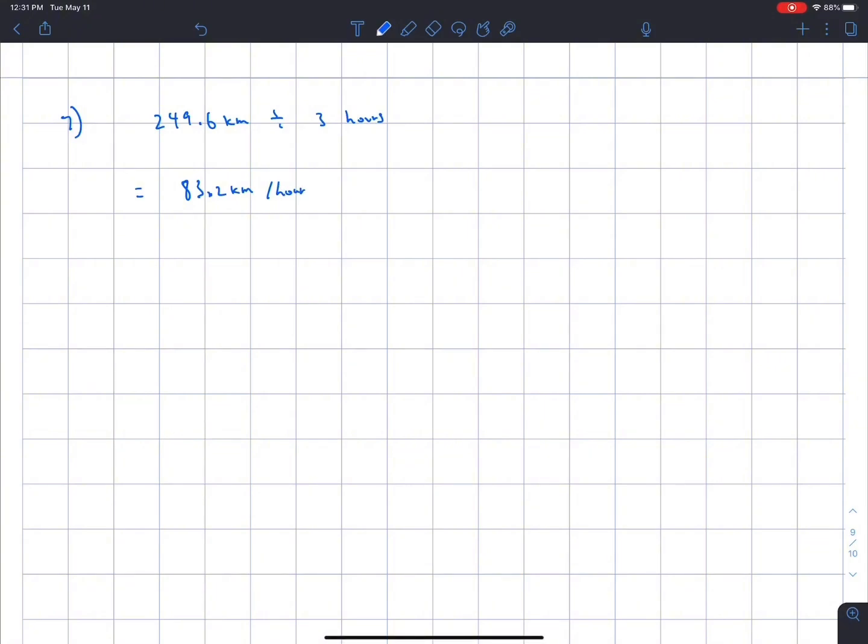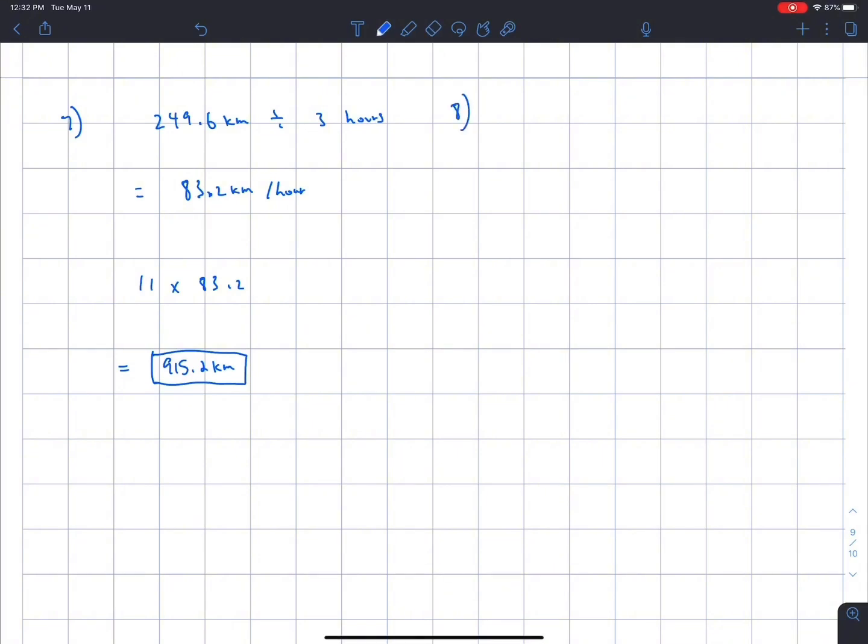So how far will he travel in 11 hours? So we just need to use 11 times 83.2. We got 915.2 km. So he will travel 915.2 km in 11 hours if he is able to drive non-stop.